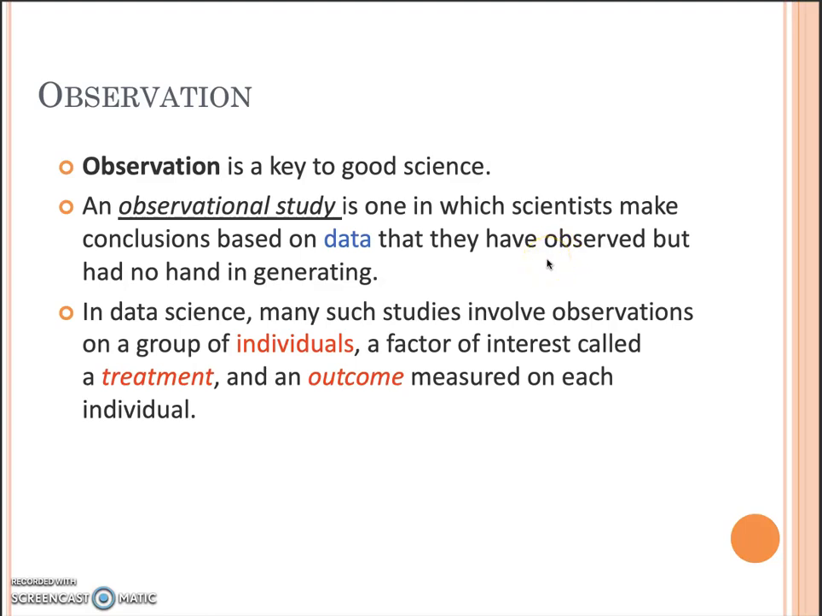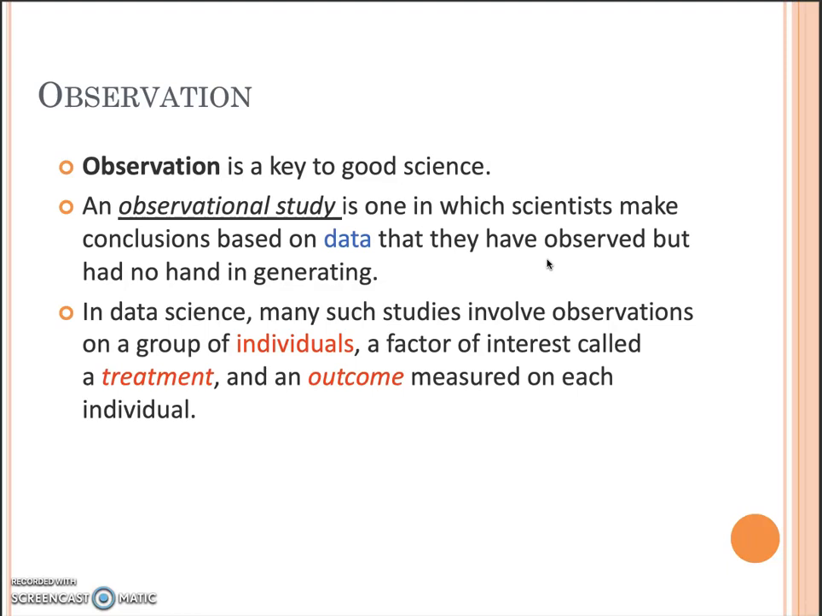On the other hand, that means when we have an observational study, we observe existing data. We are not generating new data. According to the existing data we observe, we can then come to some conclusion. In data science, those kinds of studies involve observation of a group of individuals, a factor of interest we call a treatment, and an outcome measured on each individual.